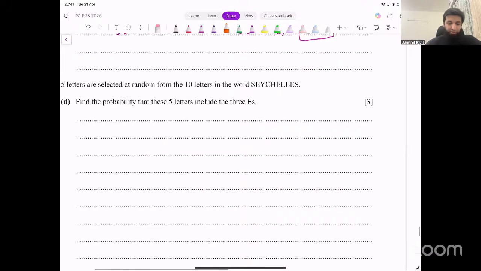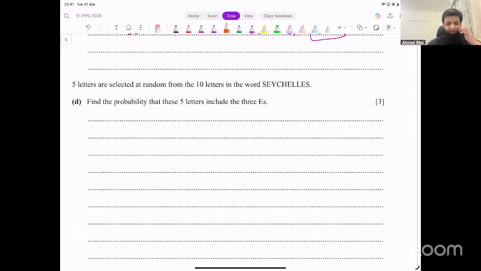Okay, all right. Let's look at the last part. 5 letters are selected at random from the 10 letters in the same word. Find the probability that these 5 letters include the threes. Okay, now we are talking about selection.